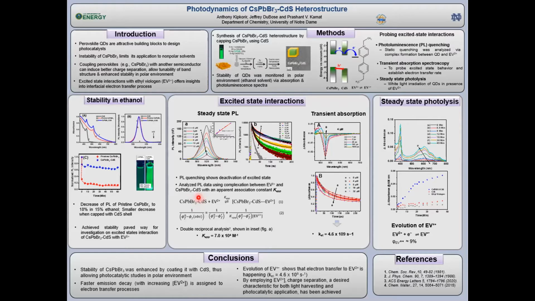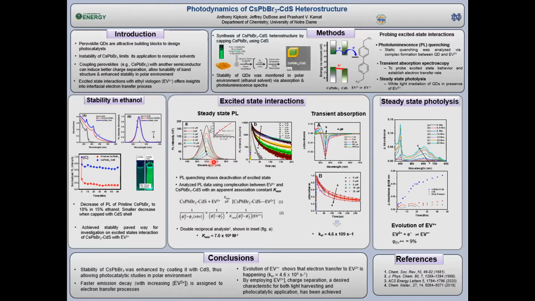So we went ahead to check the excited state properties by now using the ethyl viologen, as I mentioned earlier, just to see, is there any interaction? And one of the interesting features to look at is, can this molecule quench your emission? Because that will hint that indeed we have an interaction between the two. And indeed we witness that even less than 20 micromolar is enough to quench the entire emission.